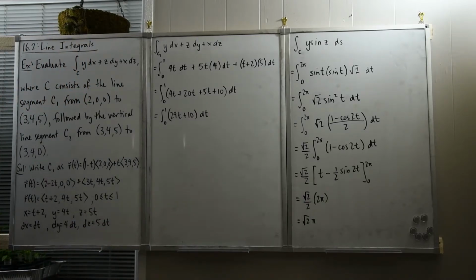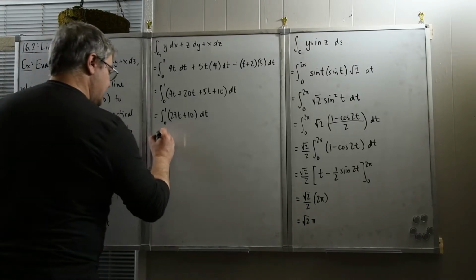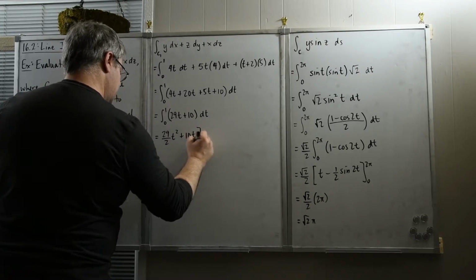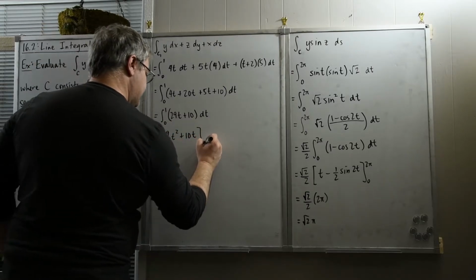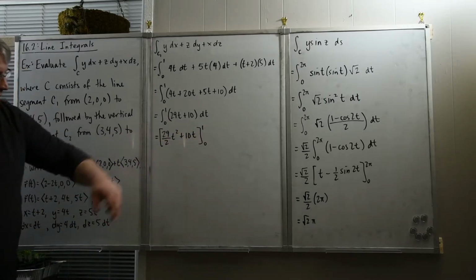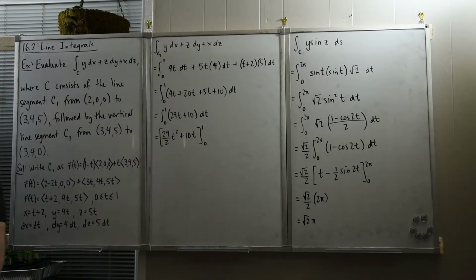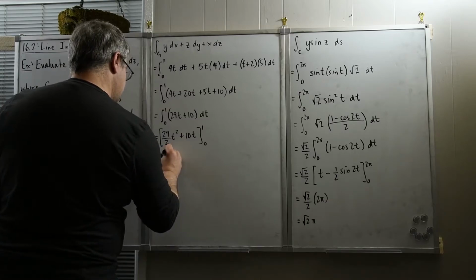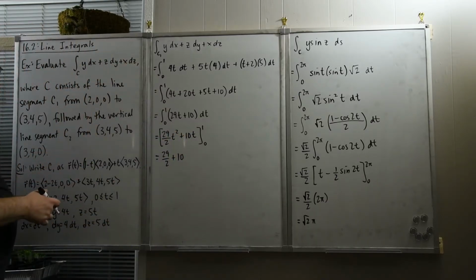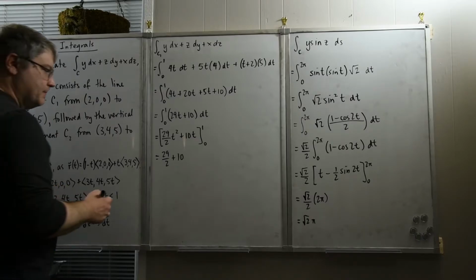Now, integrate with respect to t. You get your 29 halves t squared plus 10t. We will plug in 1 for t and then subtract what we got when we plug in 0 for t. And that's going to give us 29 halves plus 10, because of course plugging in 0 for t is just going to give us 0.